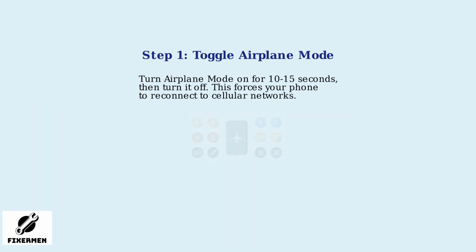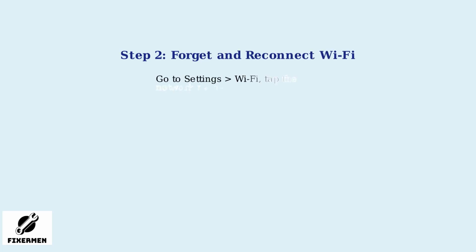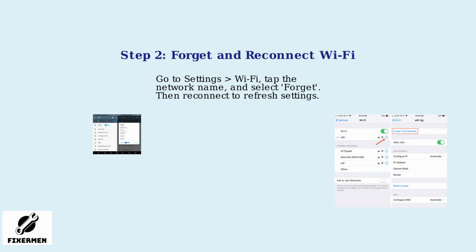Let's start with the simplest fixes for T-Mobile's SOS only mode. First, toggle airplane mode on and off. This forces your phone to reconnect to the network and can resolve temporary connection glitches. Next, forget your Wi-Fi networks and then reconnect. This refreshes your network settings and clears any cached connection issues that might be interfering with cellular service. These basic troubleshooting steps often resolve temporary connection issues causing SOS only mode.